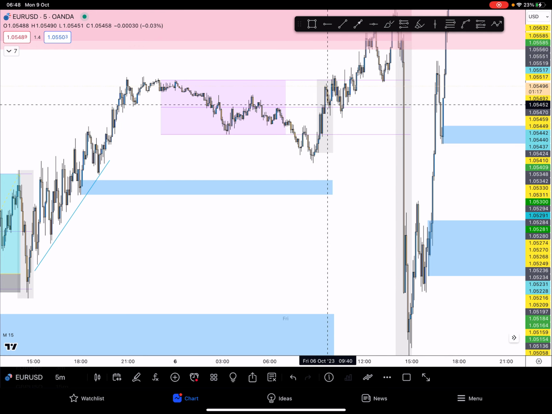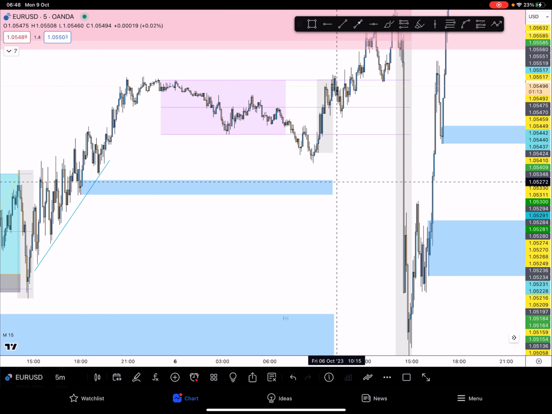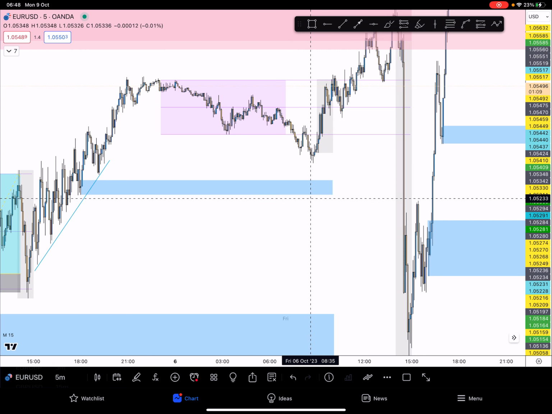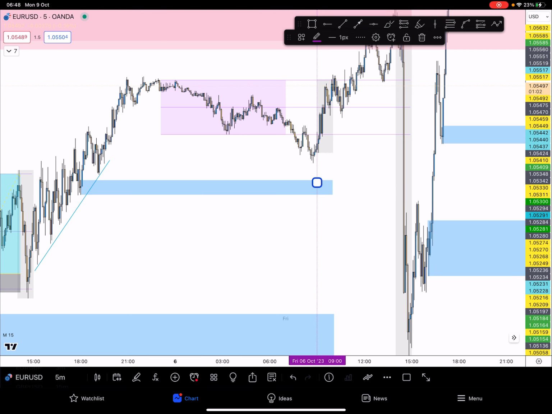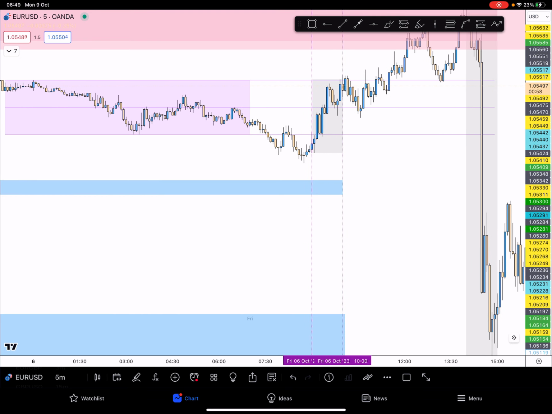We did get the push, but where we were looking for the push was below. Like you have the area and you also have the designated time, right? So price didn't come in here at that time, and that kept us out of the loss.